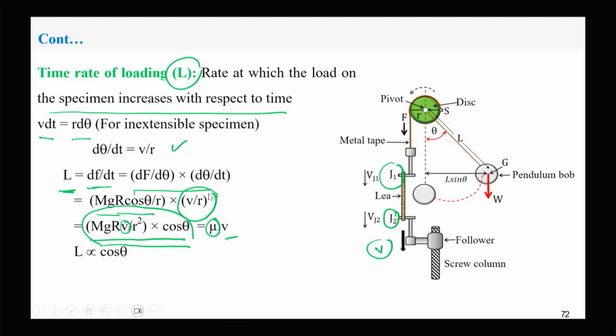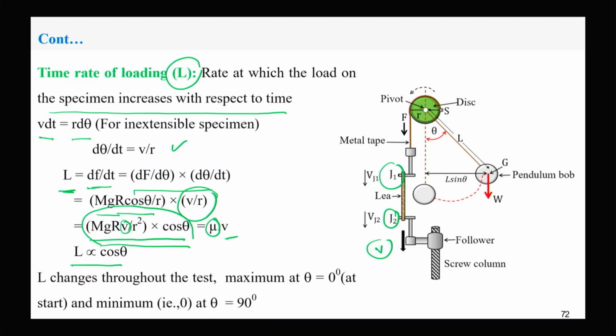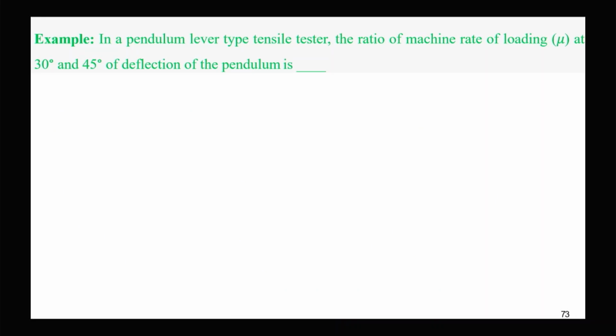And also here, time rate of loading is proportional to cos theta. As cos theta increases, time rate of loading also increases. So it is maximum at 0 degree and minimum, that is 0, at 90 degree. The time rate of loading we can calculate. Now try to solve this numerical.